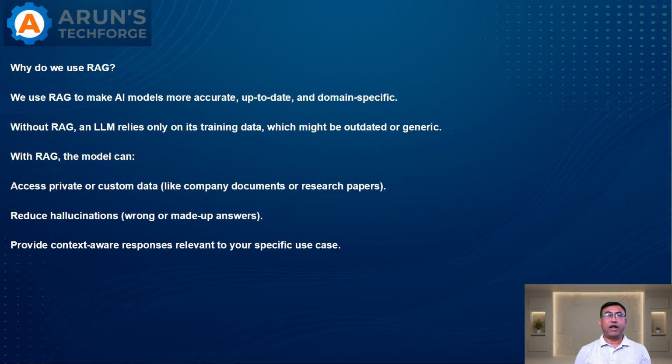So why do we use RAG? We use RAG to make the AI model more accurate, up-to-date, and domain-specific. Without RAG, the LLM relies only on its training data, which might be outdated or generic. With RAG, the model can access private or custom data, for example, a company's documents or research papers. It also reduces hallucination and provides context-aware responses relevant to your specific use cases.